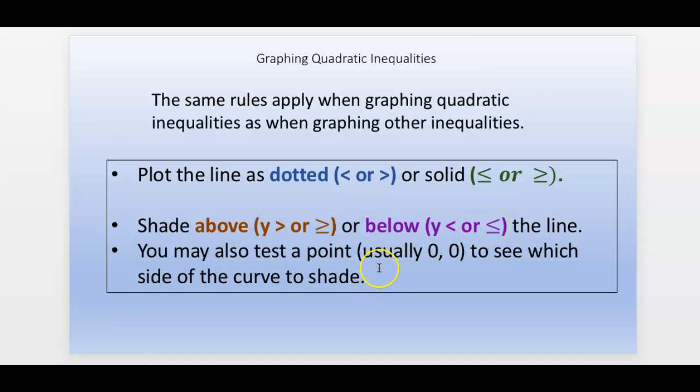And you can always test a point too, to figure out which side to shade. You can test 0, 0, which is an easy one to check. If it works, then shade that side. If it doesn't work, then shade the other side, where the 0, 0 is not.